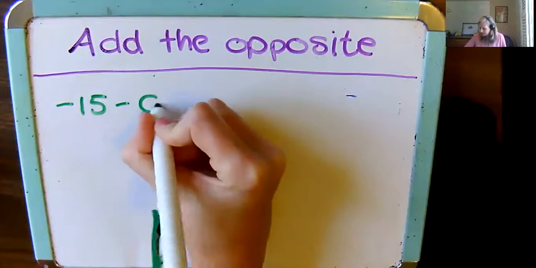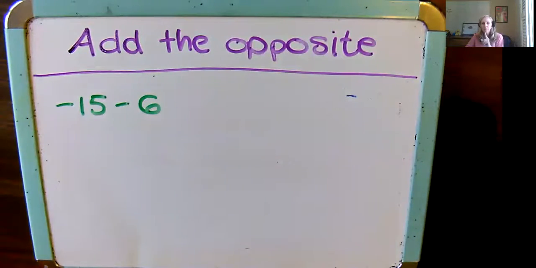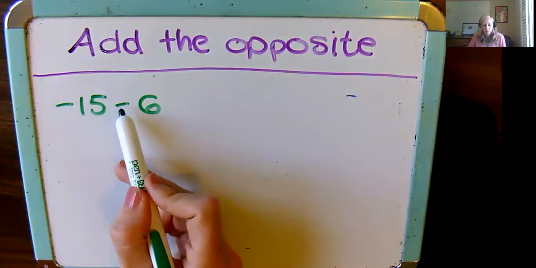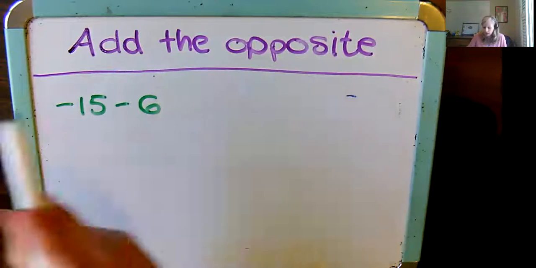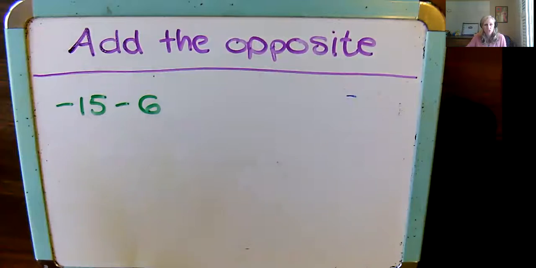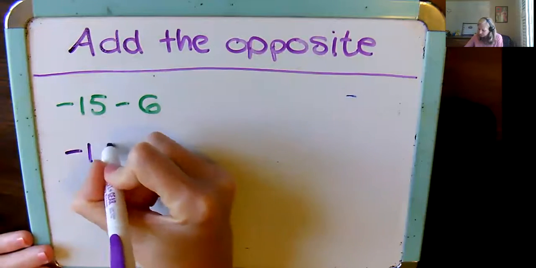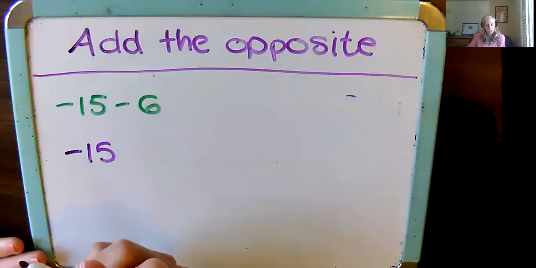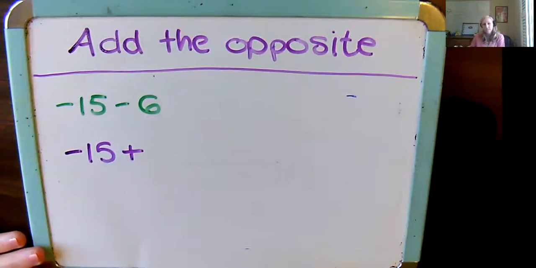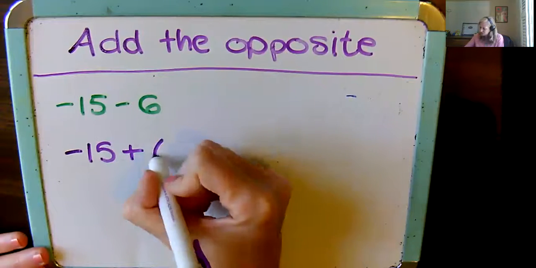-15 minus 6. Read the problem out loud. It will help. -15 minus 6. What operation am I doing? This is a subtraction problem. How do I subtract integers? I add the opposite. Keep your first integer exactly the same. Change your subtraction to a plus. Take the opposite of the second integer.